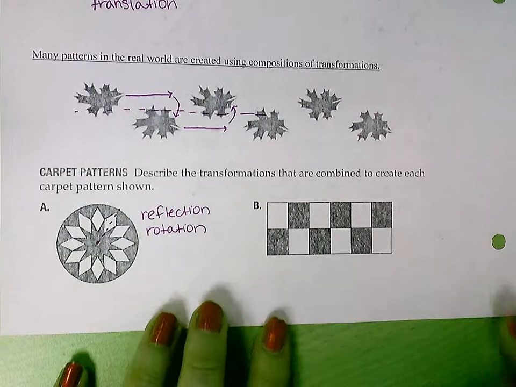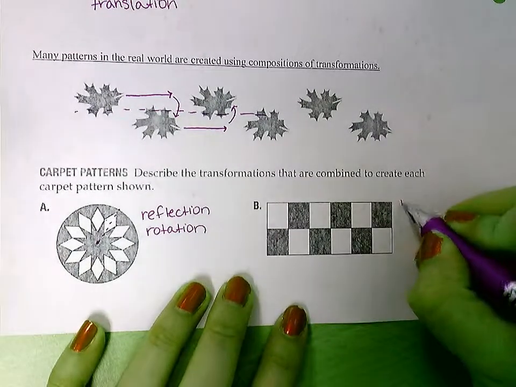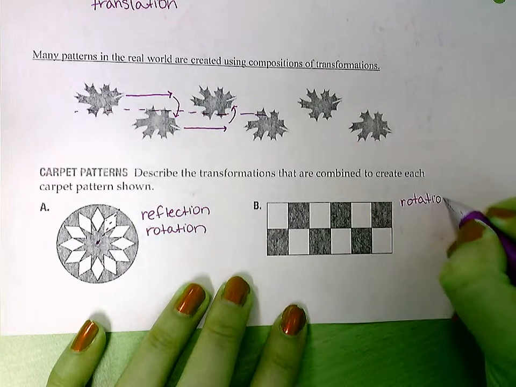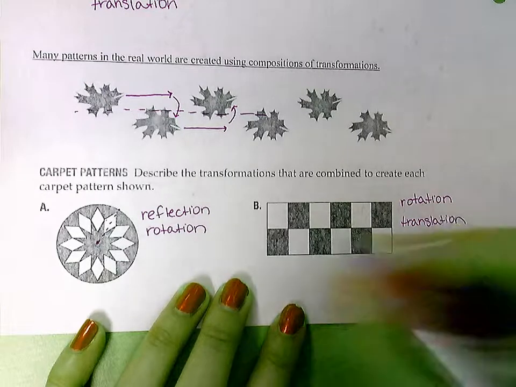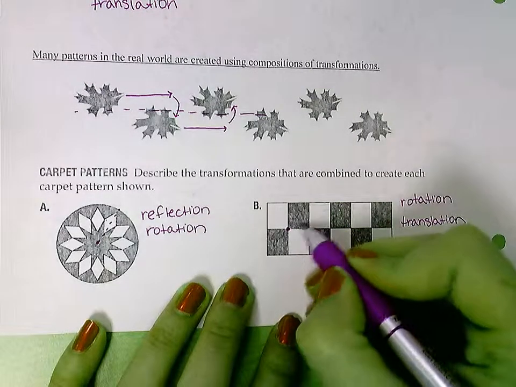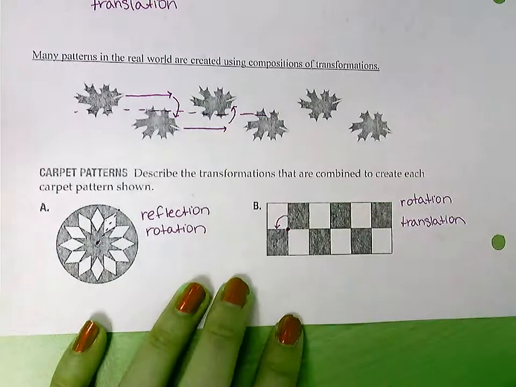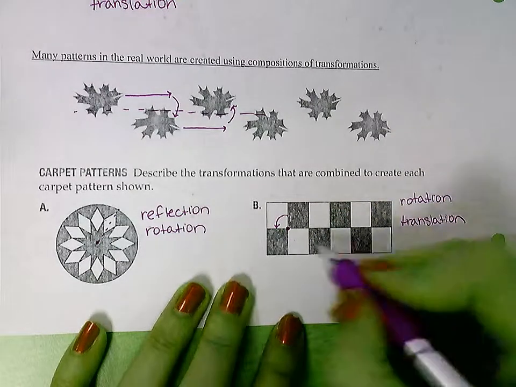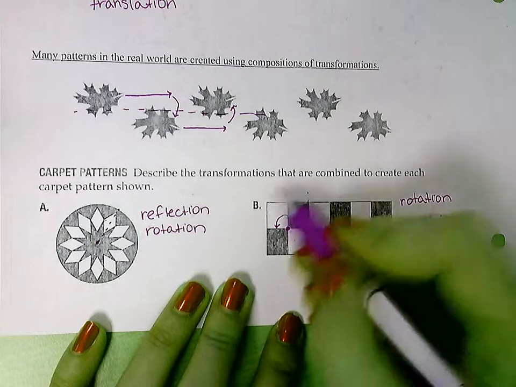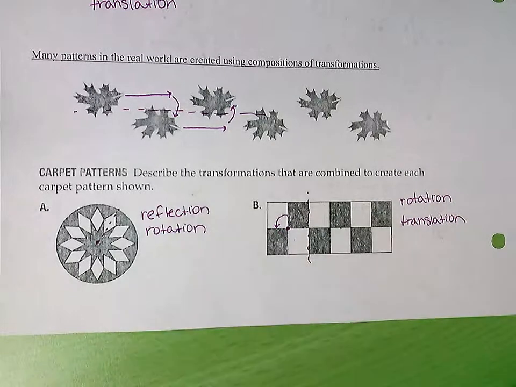For B, I said a rotation and then a translation. Okay, so I rotated this shaded piece to this other one. Same thing with the non-shaded piece, rotated it to the other one. And then this whole entire square segment here could be translated across. Okay, so you should kind of be looking at those patterns to see, oh, they moved it here and then there.